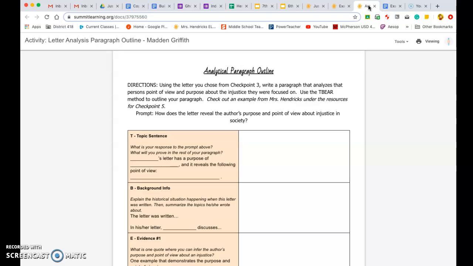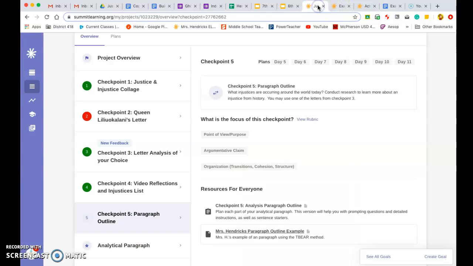So I just wanted to give you a little explanation of that checkpoint 5, of where to find that checkpoint, and just a little bit more details about it. So we will work on that on Monday and possibly into Tuesday.